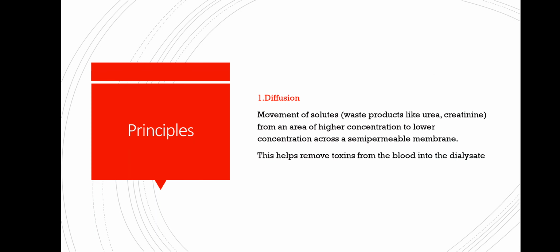Next, principles of hemodialysis. There are 3 main principles: first one, diffusion, then osmosis and ultrafiltration. Now discuss about what is diffusion. Diffusion is the movement of solutes, waste products like urea, creatinine from an area of higher concentration to lower concentration across a semi-permeable membrane. This helps remove toxins from the blood into the dialysate.